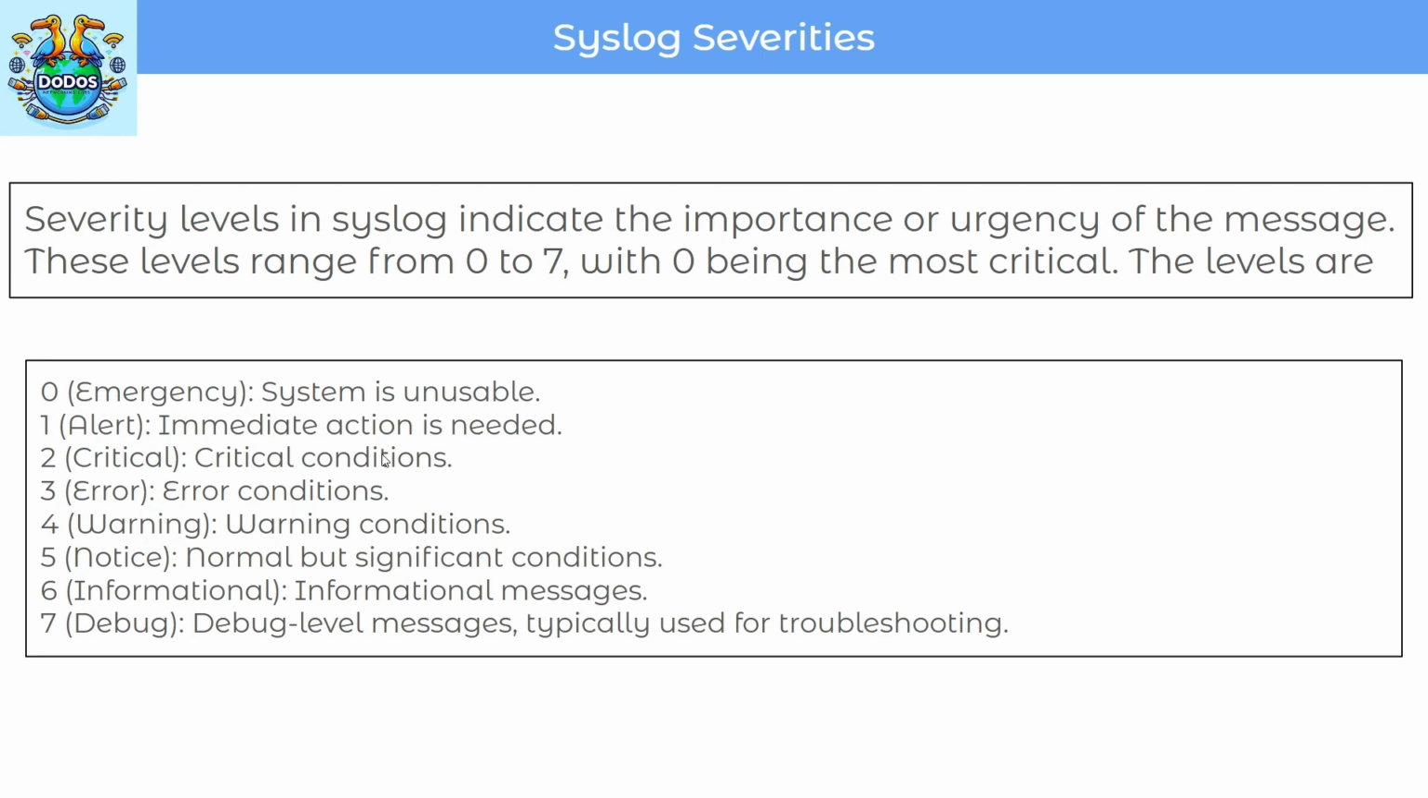1 is alert, where immediate action is needed. 2 is critical, where critical conditions are happening. 3 is error, where there's error conditions. 4 is warning, where there's warning conditions. 5 is notice, where it's normal but significant conditions. 6 is informational, where it's just informational messages like, hey, you got to update. And then 7 is debug, where debug level messages are typically used for troubleshooting.